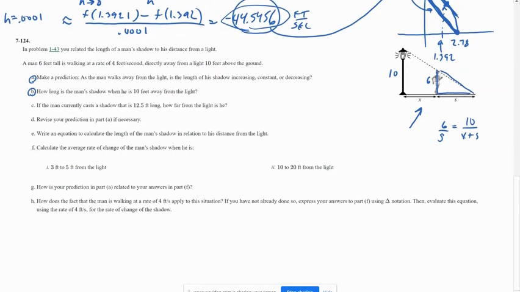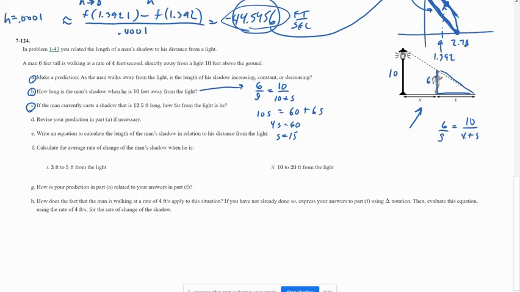So if we take this equation, part B is going to be 6 over s equals 10 over 10 plus s. And so then if you cross multiply, you get 10s equals 60 plus 6s. That gives you 4s equals 60. So s equals 15. So at that time, the shadow length is 15.